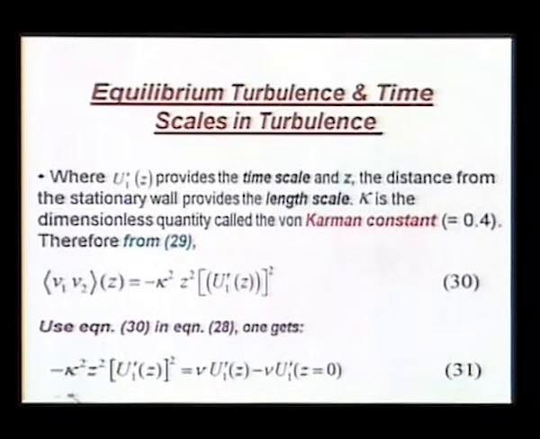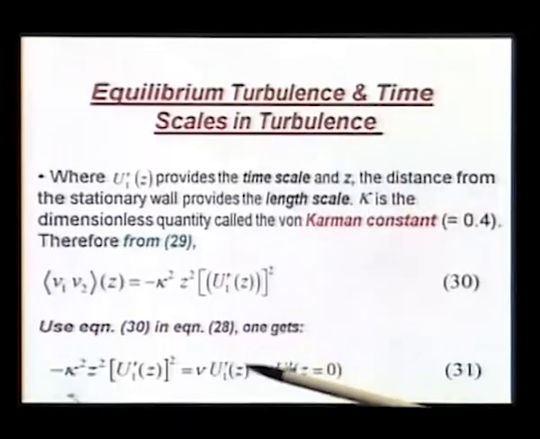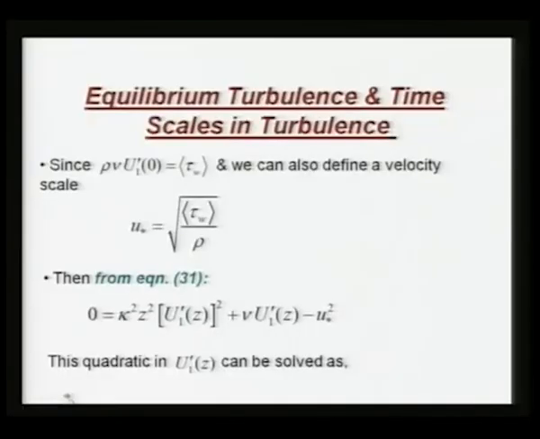So, this is the equation that would basically tell you how the shear is varying with z, isn't it? That is what it is, du1/dz at different heights. So, it is a kind of a quadratic equation. So, you can solve it. If you solve it, you will be able to obtain the expression for u1(z).